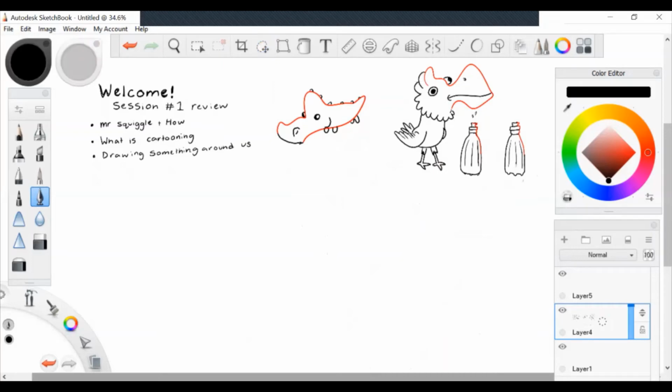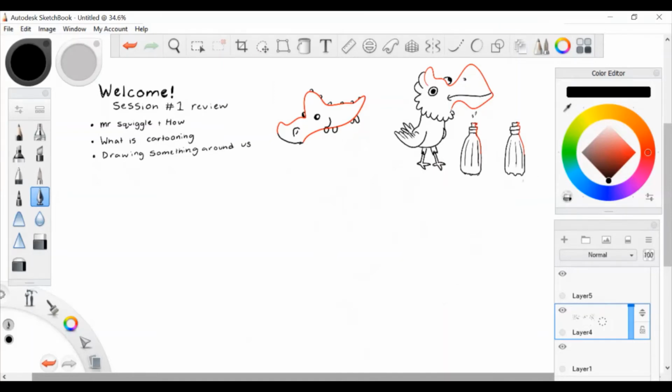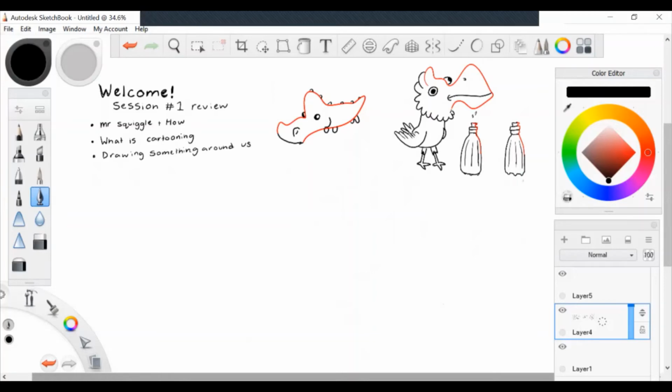We then moved on to talking a little bit, as we were talking about the drawing stuff around us, what is cartooning? And cartooning, the way I've learned it and the way I do it, is drawing something that might be complex, or drawing something as simple as you can, but still being able to show it to someone else and them to know what you've drawn.